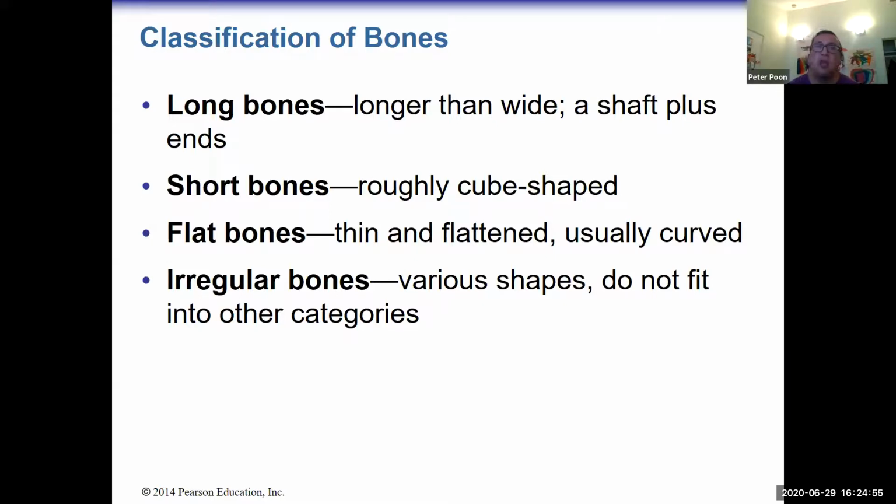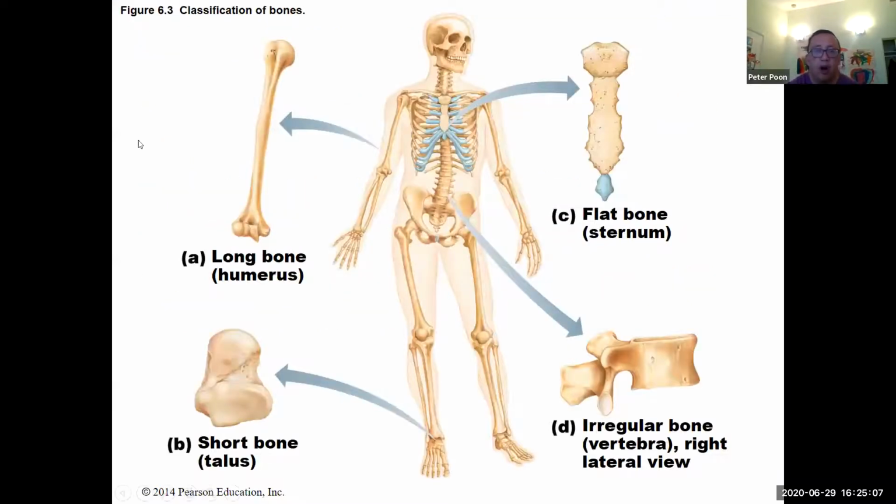Classification of bones. Bones are classified based on their shape. If you picture a cartoon of a bone, that's a long bone. Long bones are longer than they are wide, and usually not even close. Short bones are going to be bones in the wrists or in the ankles. So they're going to be kind of squarish. They're as long as they are wide.